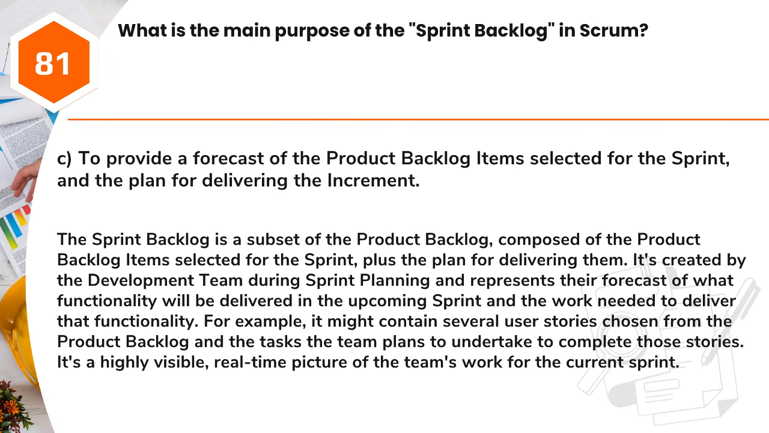Answer: C. To provide a forecast of the product backlog items selected for the sprint, and the plan for delivering the increment. The sprint backlog is a subset of the product backlog, composed of the product backlog items selected for the sprint, plus the plan for delivering them. It's created by the development team during sprint planning and represents their forecast of what functionality will be delivered in the upcoming sprint and the work needed to deliver that functionality.